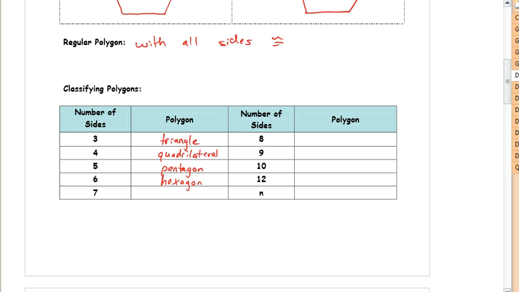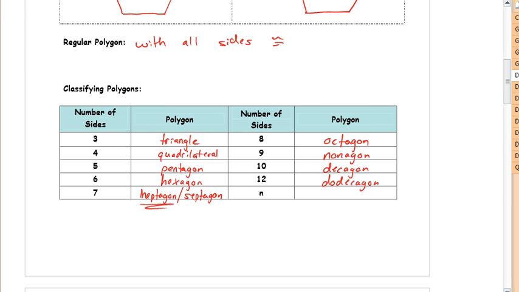Seven, you're going to see a couple different names. You might see heptagon. You might also see septagon. You're probably going to see heptagon more often though, for a seven-sided figure. Eight, that would be your stop sign. You have an octagon. Nine is called a nonagon. Ten would be a decagon. That's why they call them decathlons. It's ten, so a decagon. And twelve would be a dodecagon.